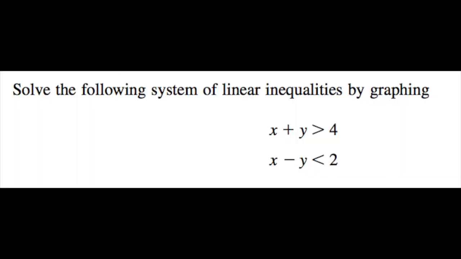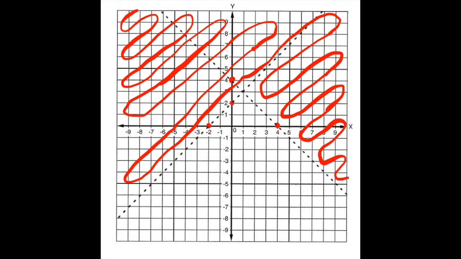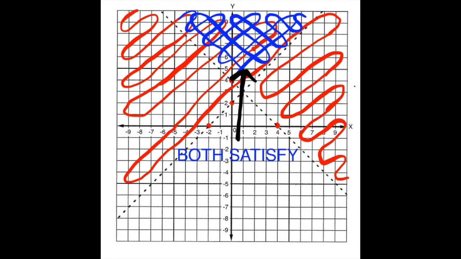Okay, Wilt, let's solve this problem. x plus y is larger than 4, and x minus y is less than 2. Because we're done with the graphing, now I'll explain what to do. As you can see, there are colored parts where both inequalities are satisfied. Yes, Steph. Actually, Wilt, this is the answer. And this is how you graph the system of linear inequalities.